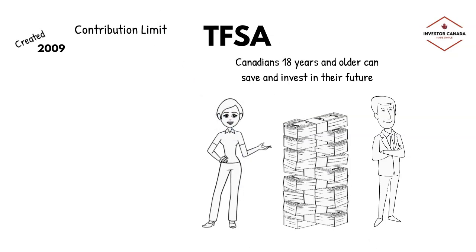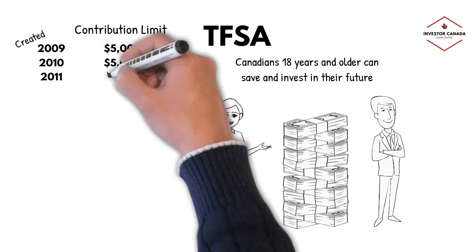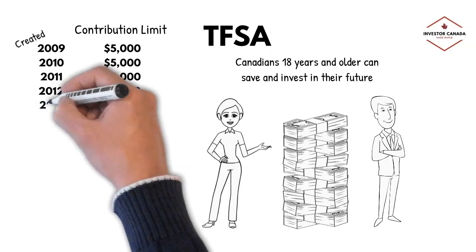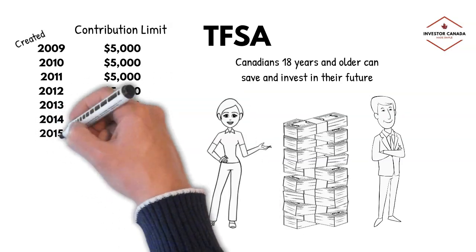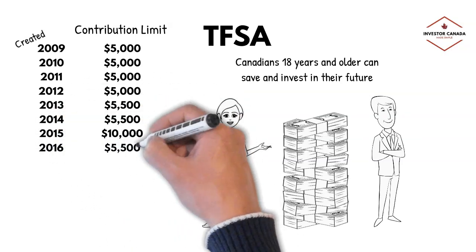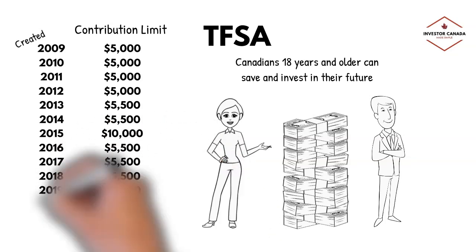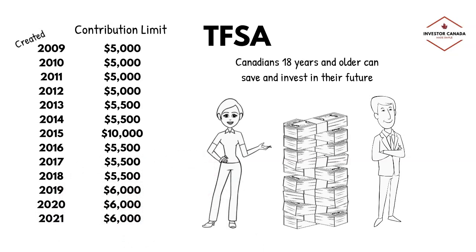In 2009, when the TFSA was created, there was a maximum contribution limit of $5,000 that year. And each year, on January 1st, since 2009, there is an added contribution limit. In 2013, that limit was increased to $5,500 annually, except for 2015 when there was a limit of $10,000 specifically for that year. In 2019, it changed again, and to this new year of 2021, the contribution limit has been $6,000 annually. This limit increase changes year to year, and it is important to keep note of.